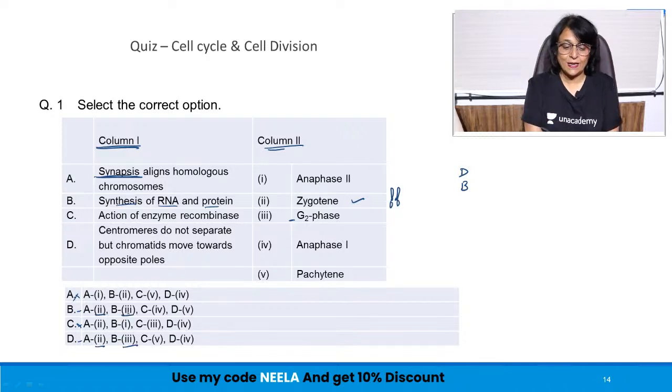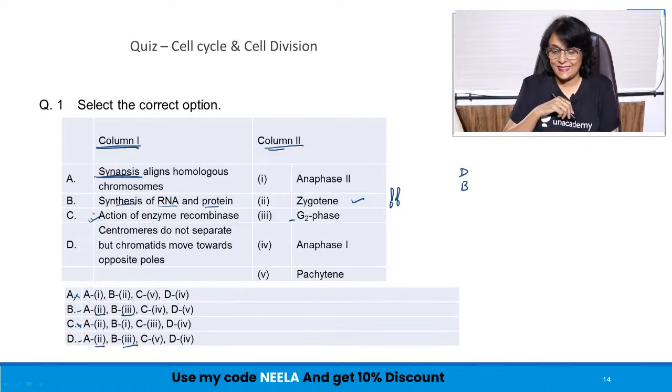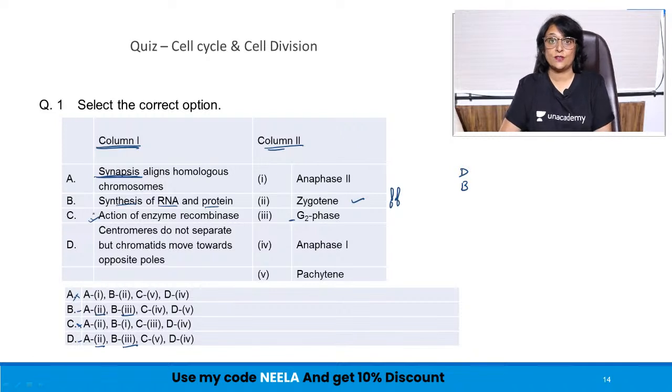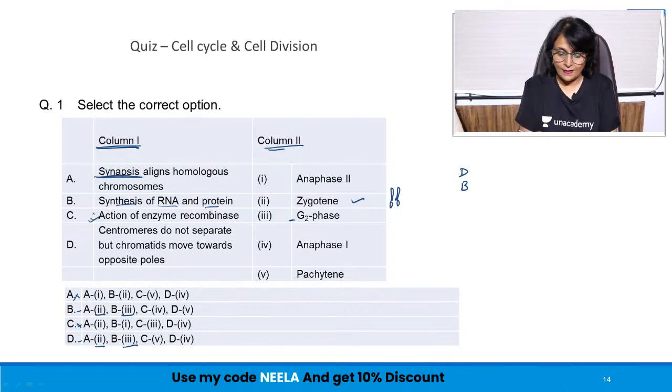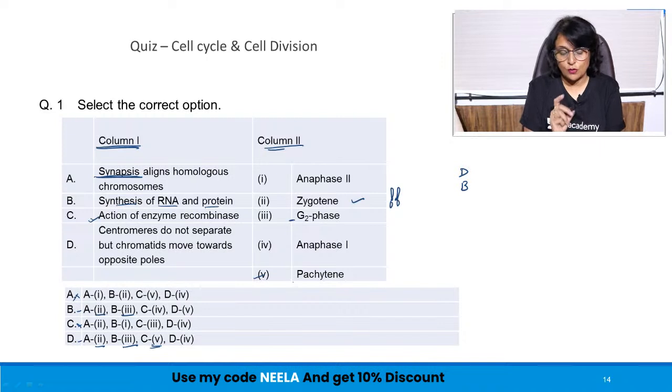Okay, let us come to action of enzyme recombinase. Where is this recombinase reaction required? It starts in pachytene and is completed in diplotene. So I think this sounds like a more appropriate answer to me. And then let us come to the last option also. We need to check all.